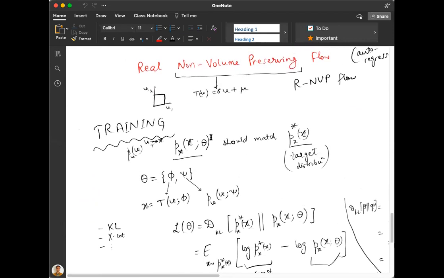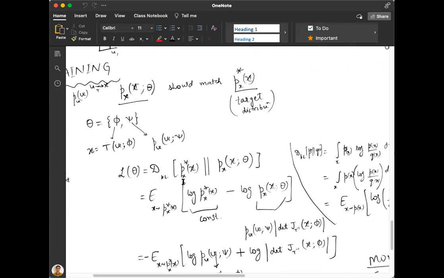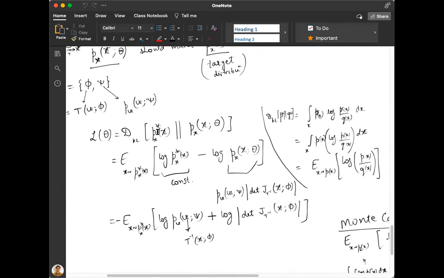We thought, let's match the modeled PDF with the target PDF, or the model distribution with the target distribution. And for that, we used KL divergence to match the two. KL divergence is a very well-known quantity for you. So we have our P star, the target distribution, and we find its KL divergence with P_X(x; theta), where X is the modeled random variable and this is the distribution of that random variable.